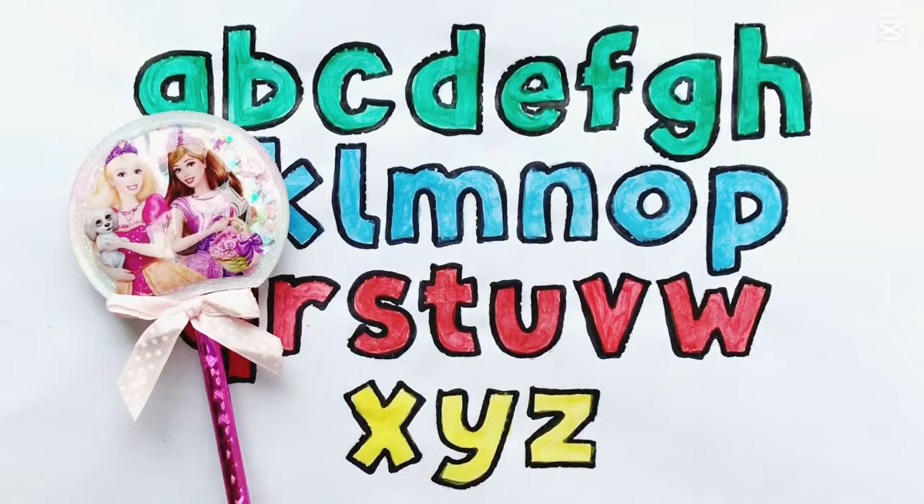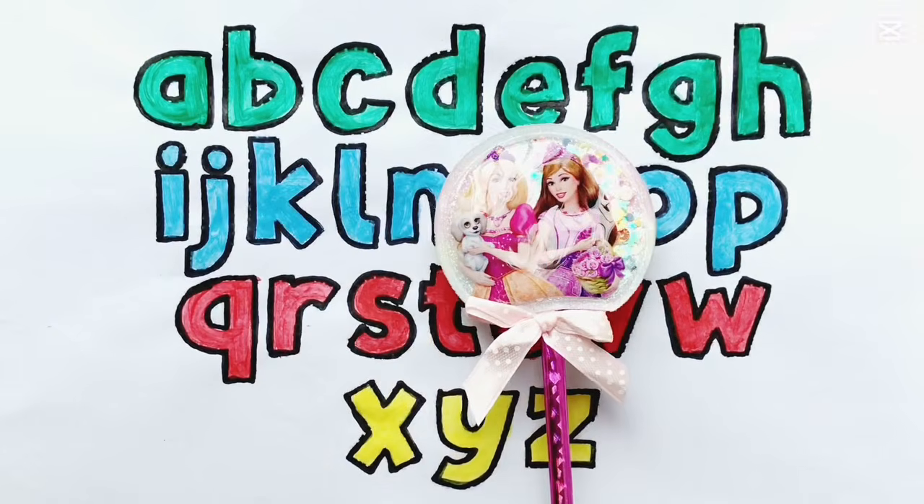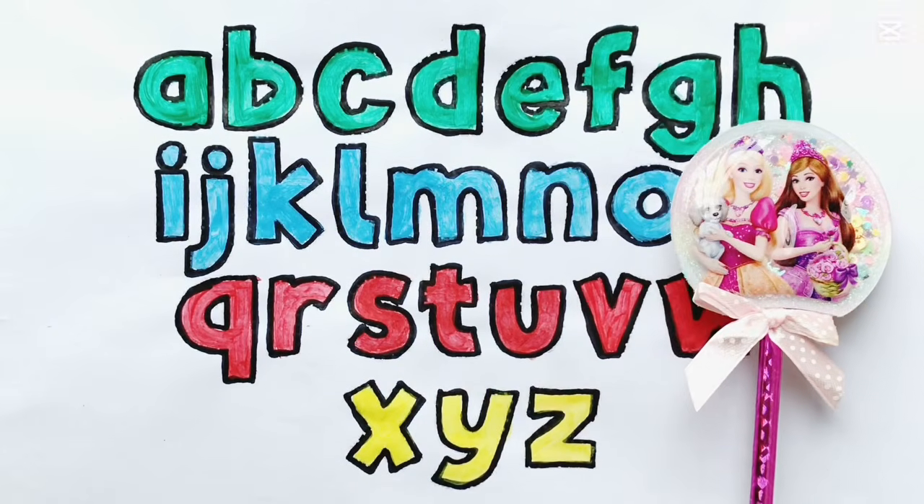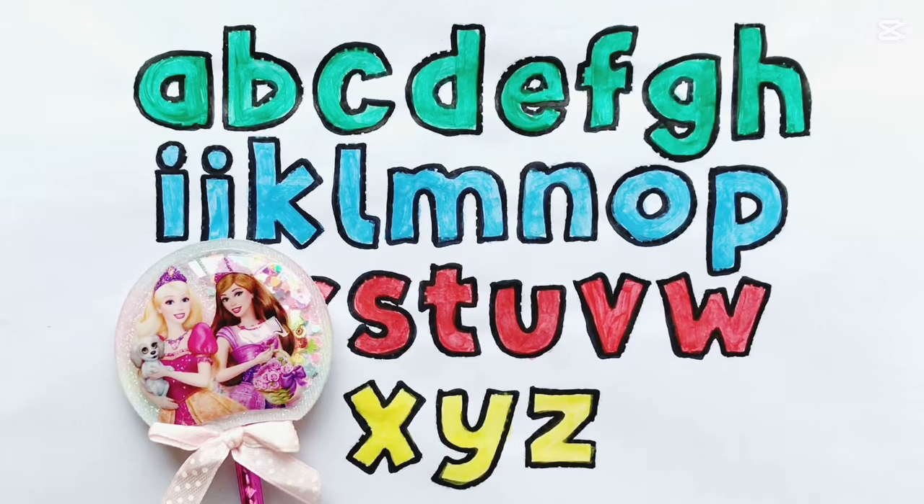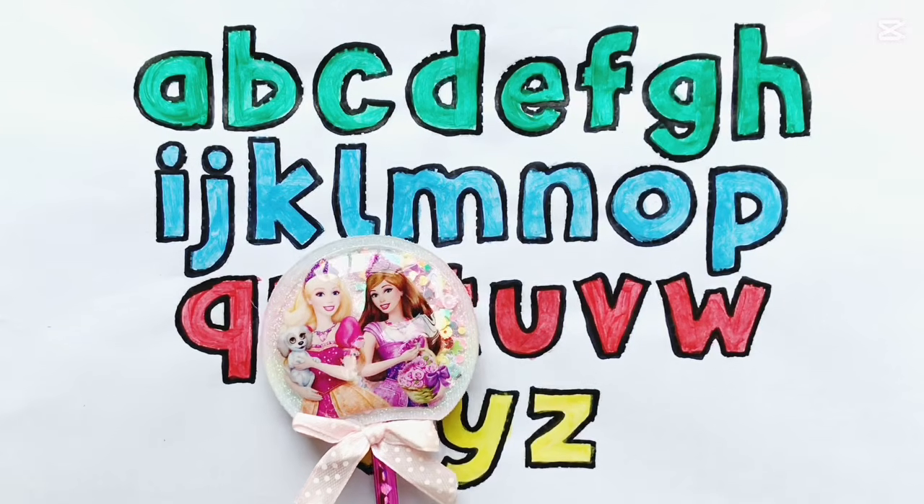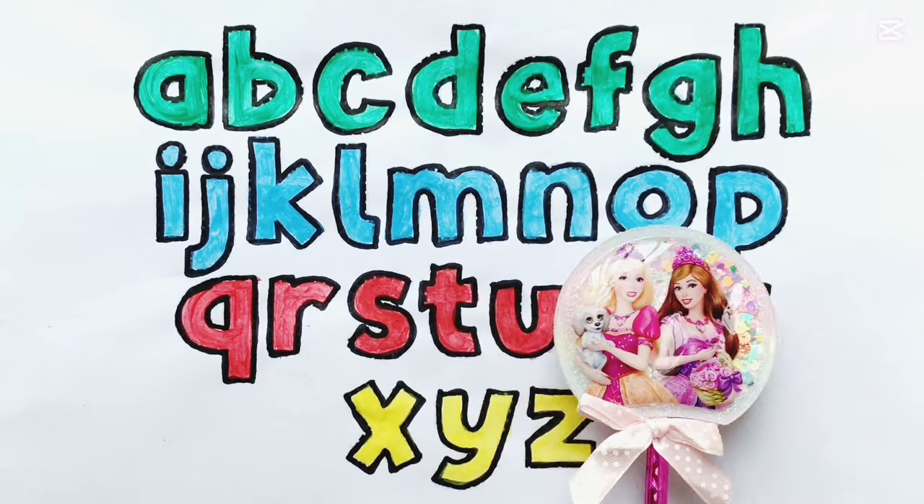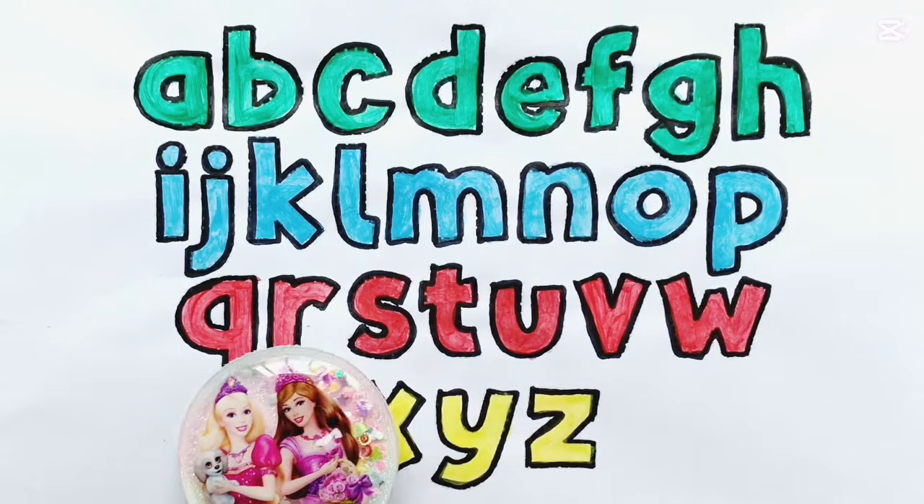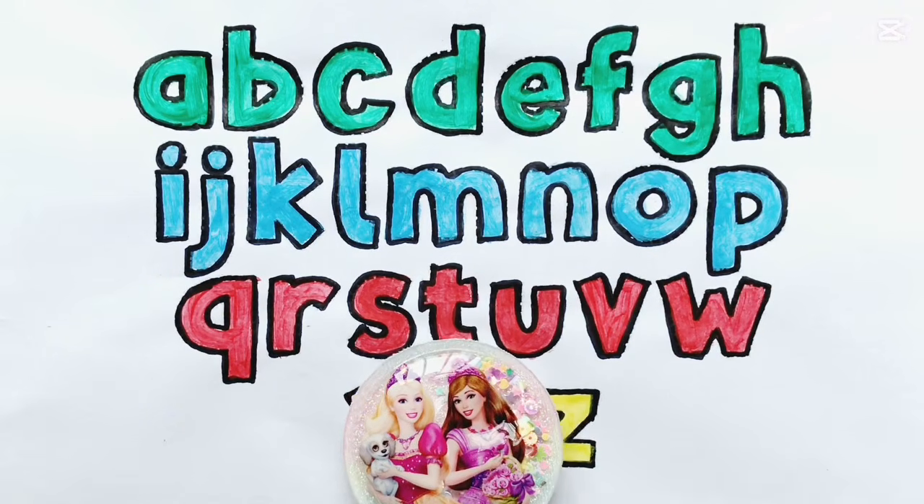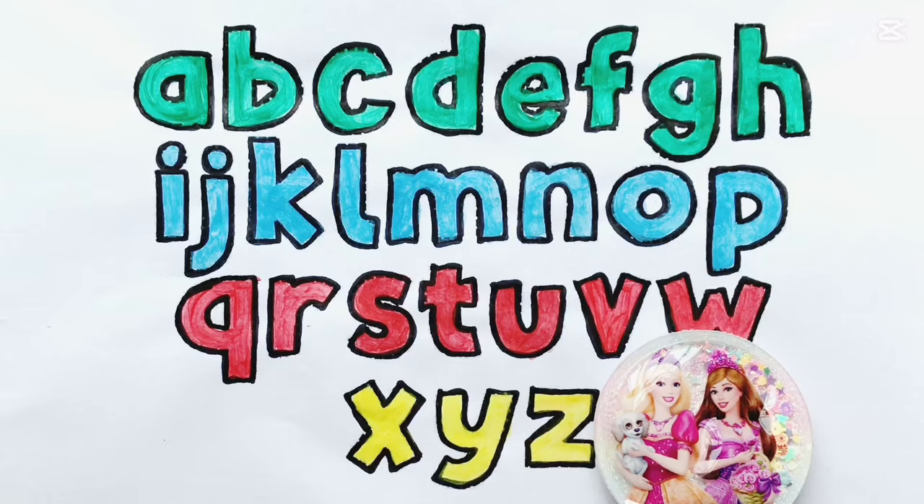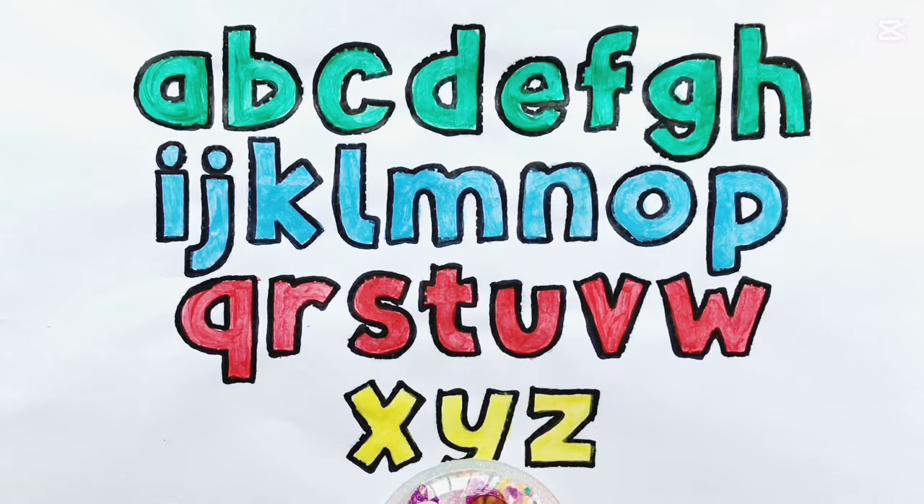Let's repeat. Learn small letter A, B, C, D, E, F, G, H, I, J, K, L, M, N, O, P, Q, R, S, T, U, V, W, X, Y and Z.